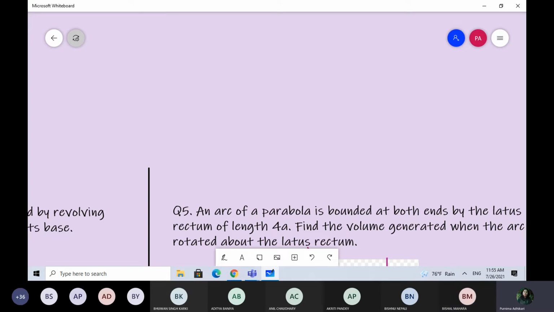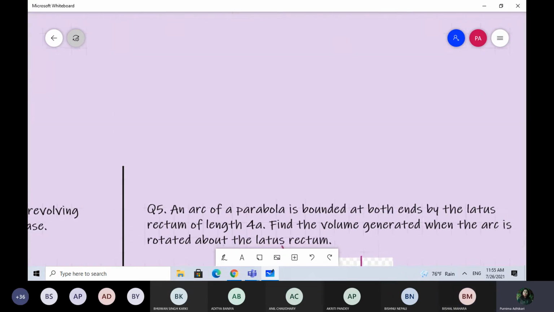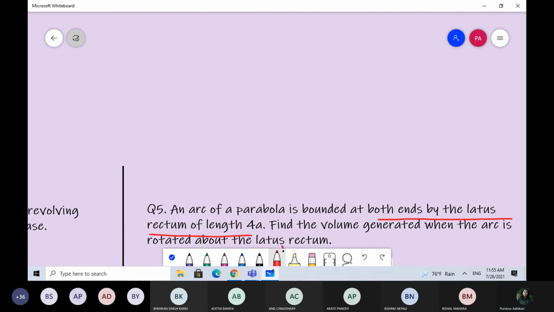Okay. So an arc of a parabola is bounded at both ends by the latus rectum of length 4a. So what equation of parabola should we take if it says the parabola is bounded at both ends by the latus rectum of length 4a? For this condition, what will be our parabola's equation? Quickly tell me the equation that satisfies this condition.